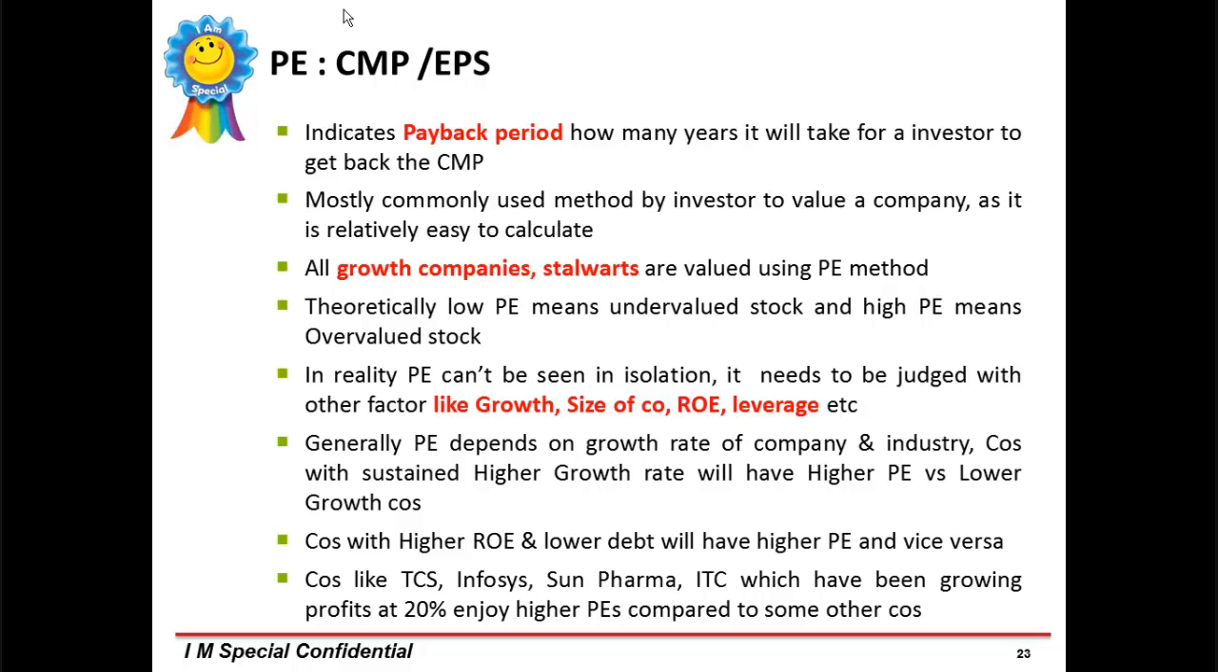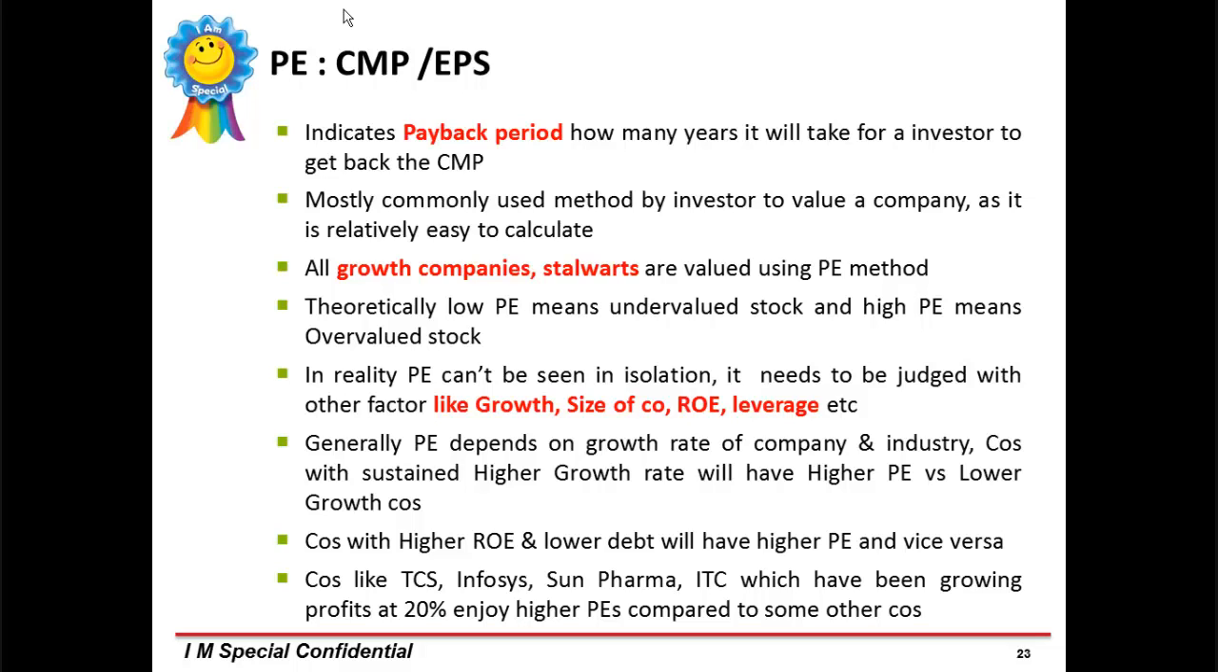Generally, all growth companies and stalwarts are valued using the PE method. Theoretically, low PE means undervalued stock and high PE means overvalued stock. But in reality, PE can't be seen in isolation. It needs to be judged with other factors like growth, size of the company, and most importantly, ROE. Other factors would include leverage, management, etc. Generally, PE depends on the growth rate of a company and industry. A company with a higher growth rate will have a higher PE versus lower growth companies.